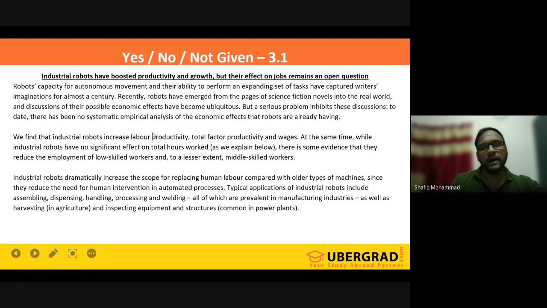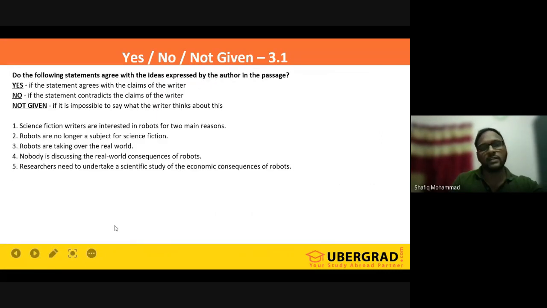See, in the first para, empirical analysis of the economic effects is given just to confuse us. They have given that economic word, but that some researchers are trying to do something on the study, or a study has been put up on it, is not there. It should be 100% not given, guys.